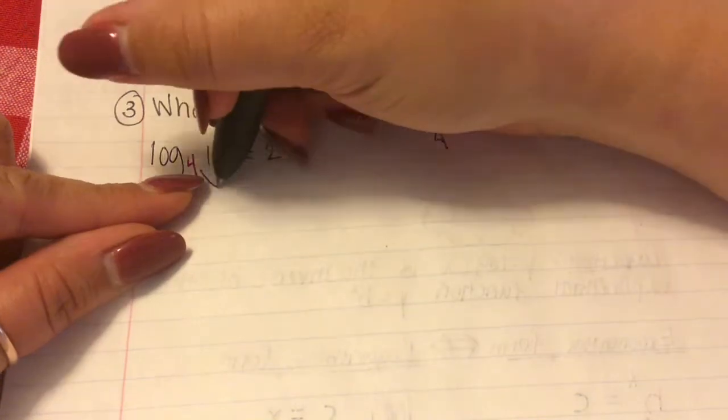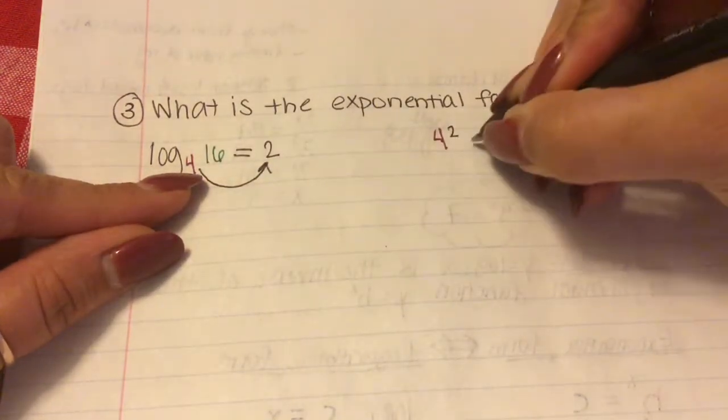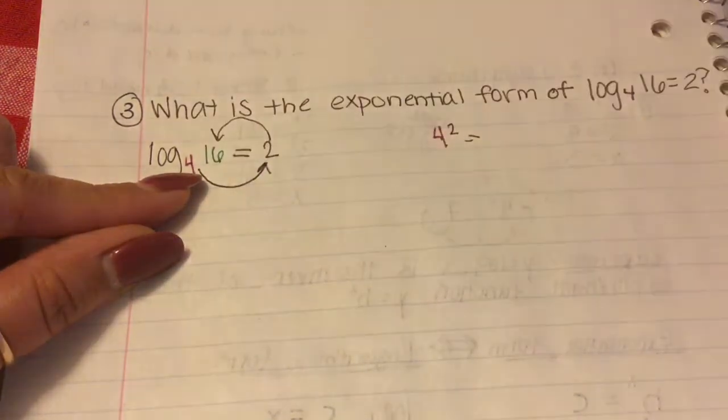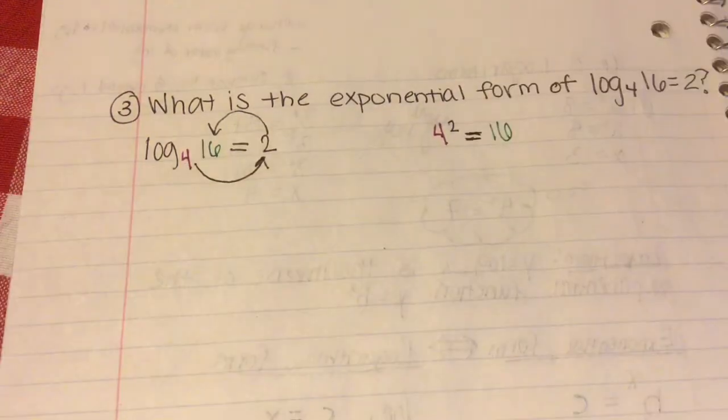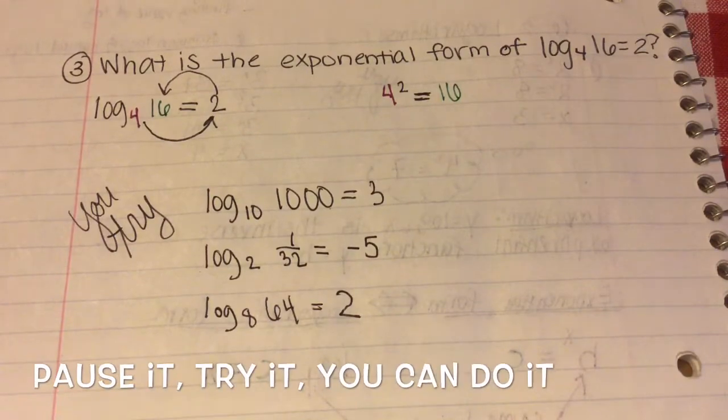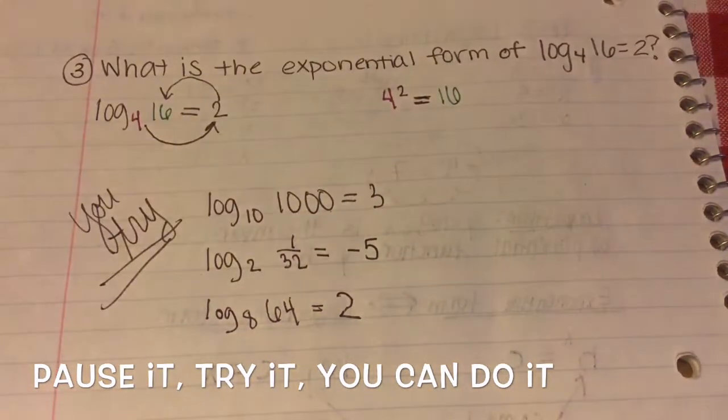Go in one big circle. 4 to the second, finish up the circle, equals 16. These are actually easier to check because it makes sense. 4 to the second power is 16. Okay, so here are some for you to try, and pause. Come back when you're done.